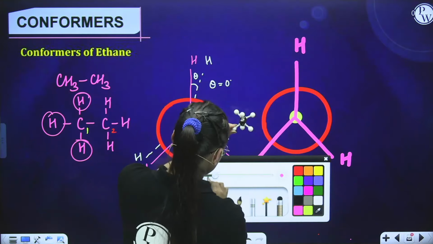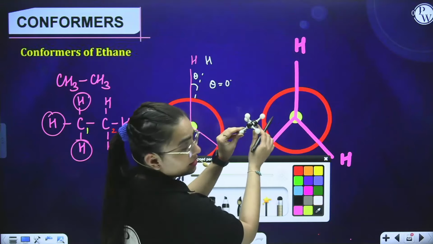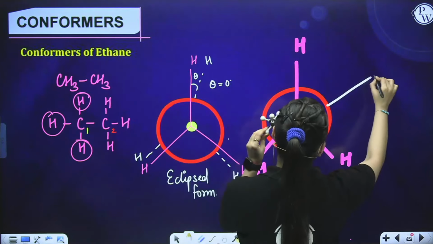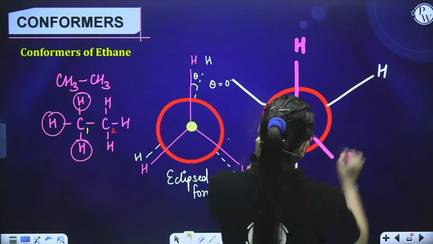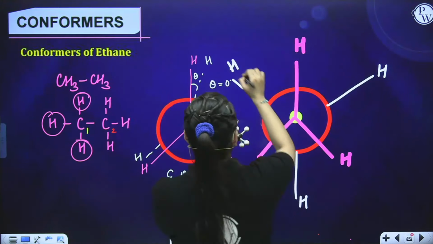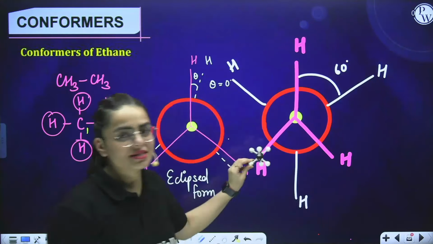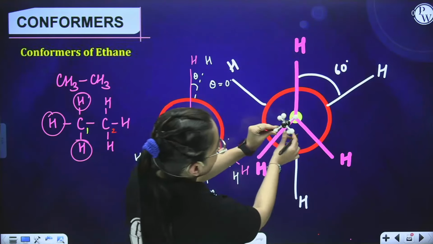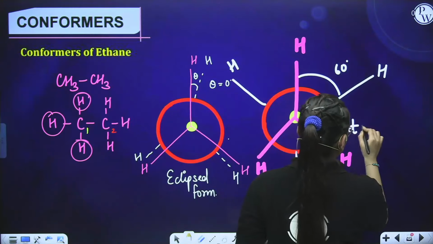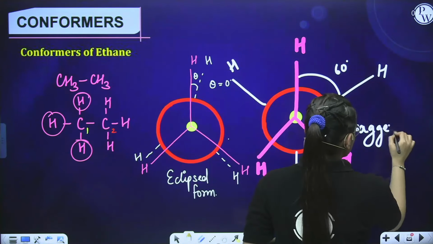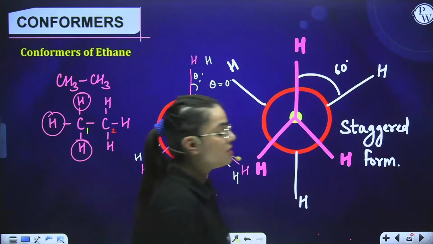Now students, to make the hydrogens for the other carbon, we have rotated it by 60 degrees, so it comes out like this: hydrogen, hydrogen, hydrogen. Now this angle is 60 degrees. This angle is 60 degrees. This looks like this. It is clear to you. It is the staggered form.